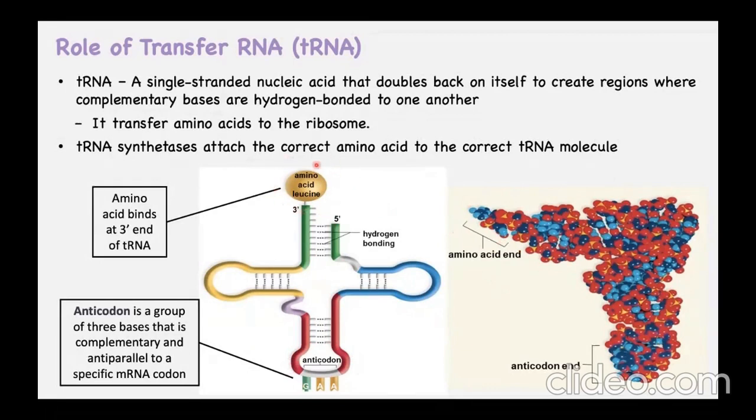Okay? So the tRNA synthetase attaches the correct amino acid to the correct tRNA molecule. Here, the amino acid binds at the 3' end of the tRNA. Down here, what will attach to the mRNA is the anticodon. We call it the anticodon. It has three bases. The anticodon is a group of three bases that is complementary and anti-parallel to a specific mRNA codon.